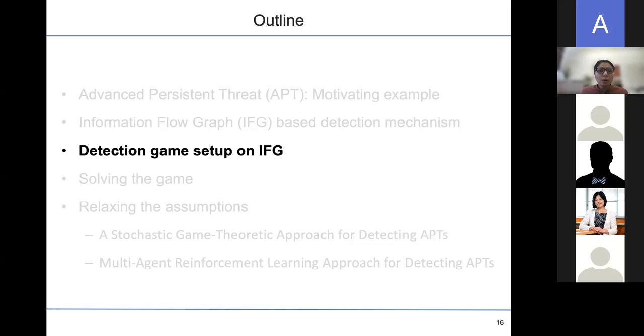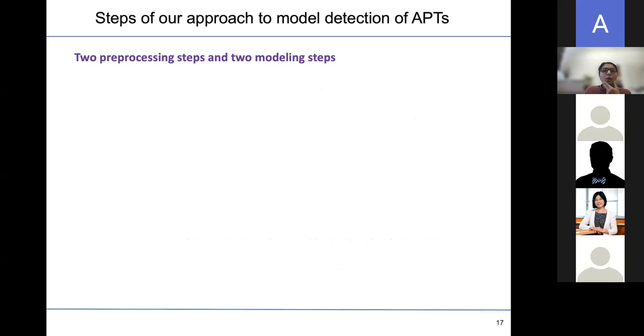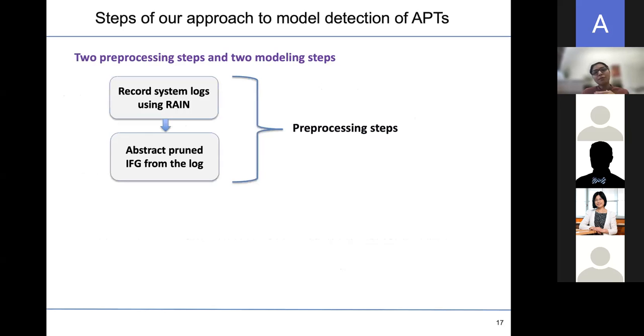Okay, if there are no other questions, I will move to the detection game setup. Our approach consists of 4 steps: 2 pre-processing steps and 2 modeling steps. The first pre-processing step is to record the system log, and here we are using RAIN, a data recording system developed by our collaborator at Georgia Tech. From that, we construct the coarse IFG, and then we apply the pruning techniques to obtain the pruned IFG, which is a compact representation of our system log data.